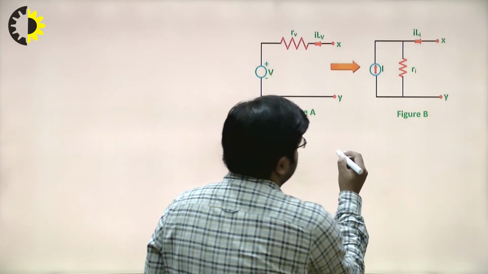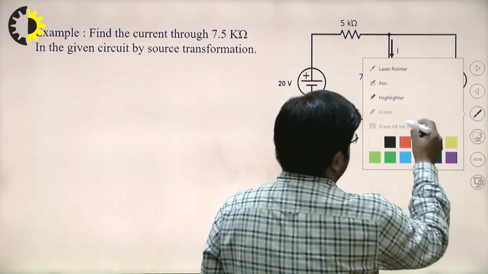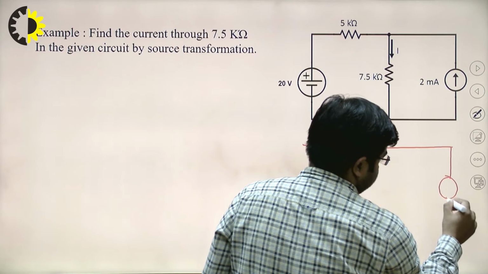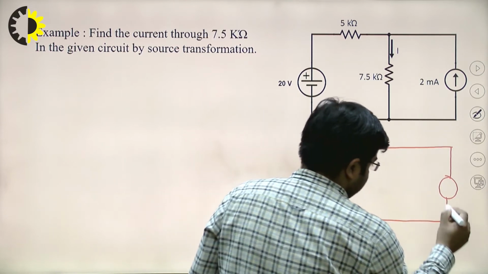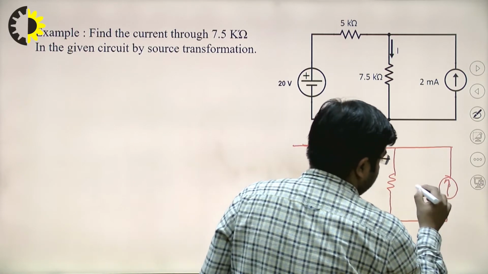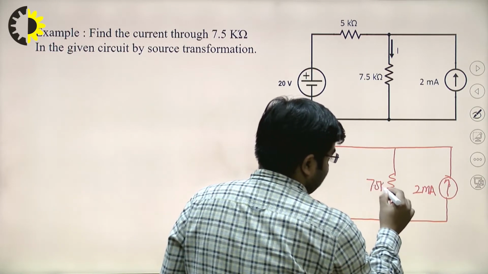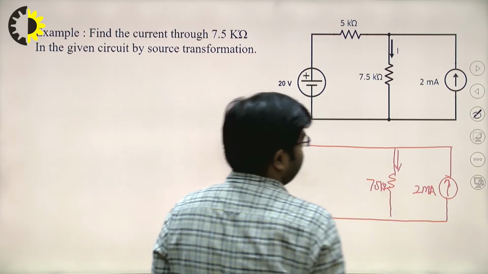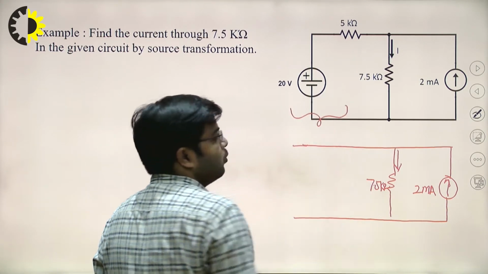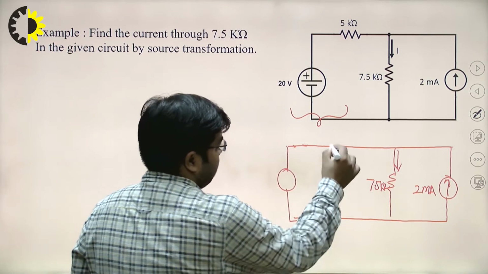Okay, so this is the 2 milliampere current, and this is the 7.5 kilo ohm resistance, and this is the I through 7.5 kilo ohm resistance. Now transfer this voltage source into current source. So what will be the value of this current source, and what will be the direction?